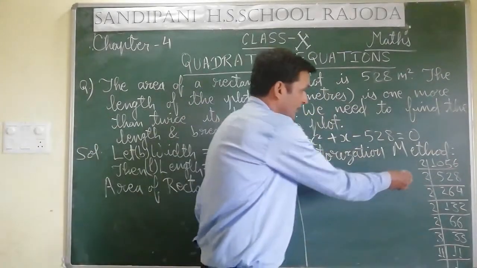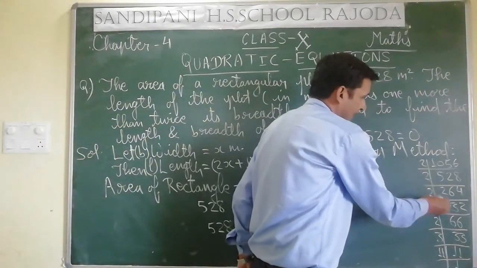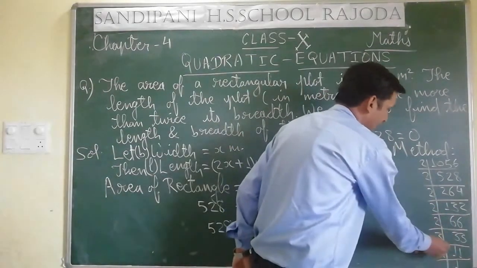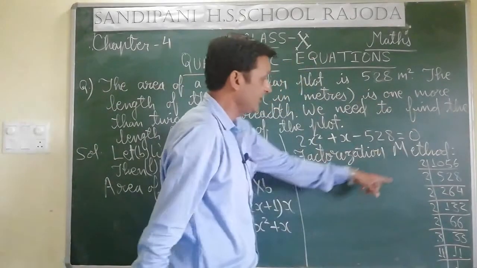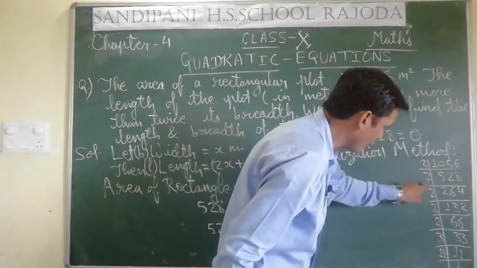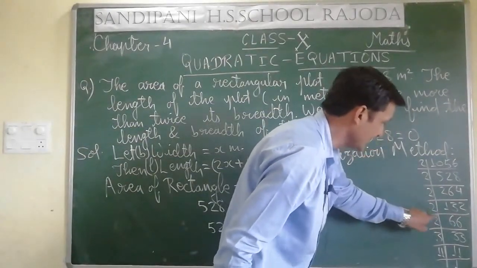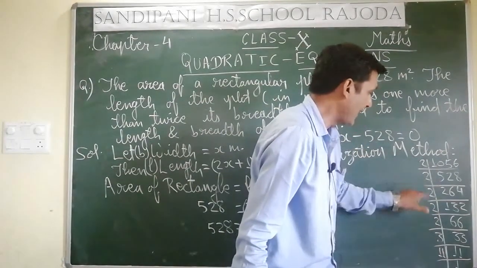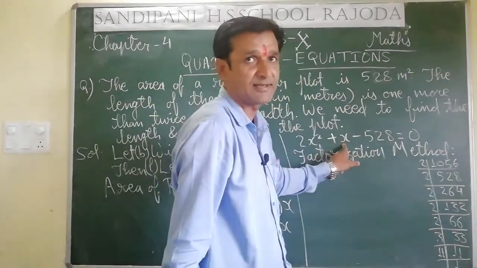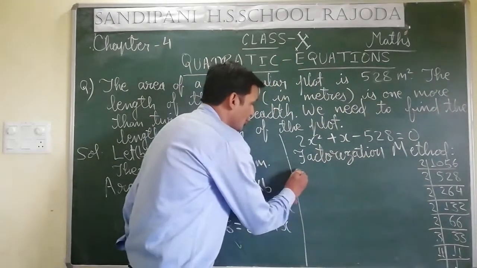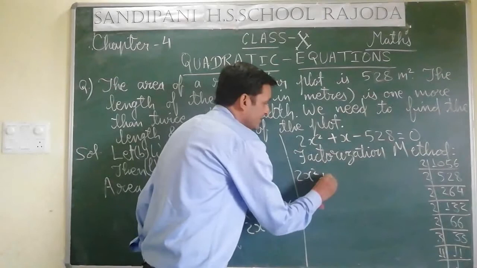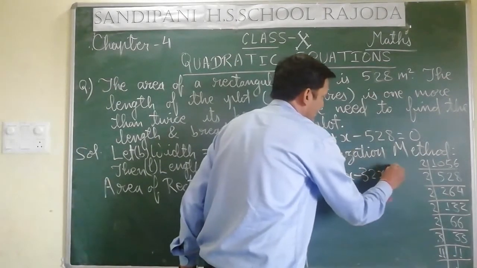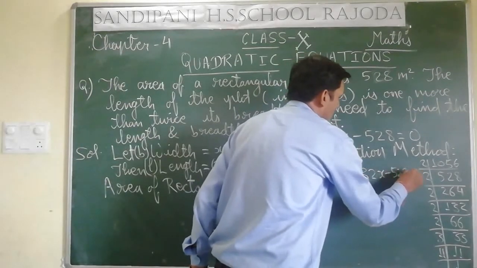So now let us check. 2 2s are 4, 4 2s are 8, 8 2s are 16, 16 2s are 32, and 11 3s are 33. 33 minus 32, that is equal to +1. So 2x square plus 33x minus 32x minus 528 is equal to 0.